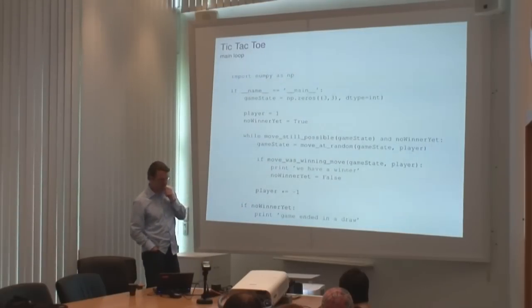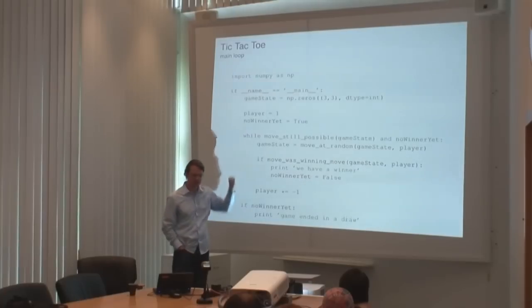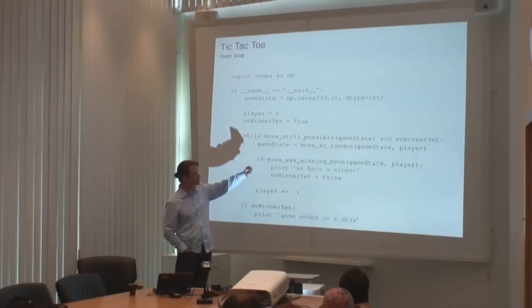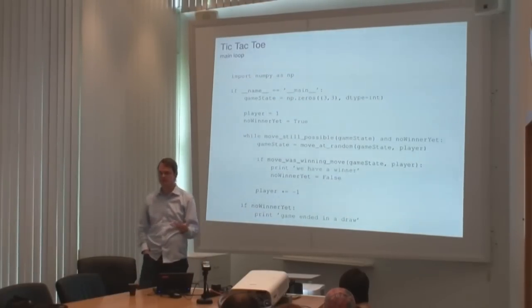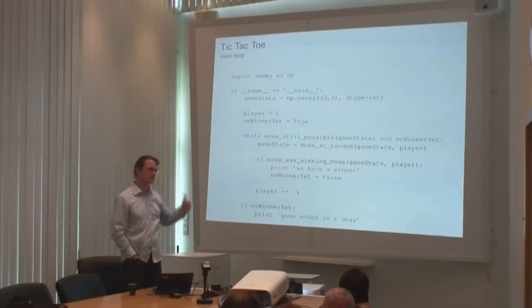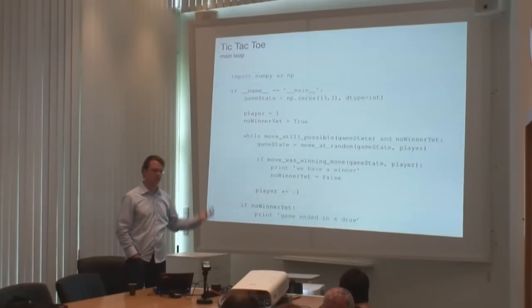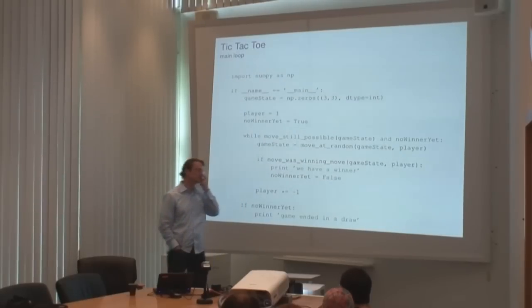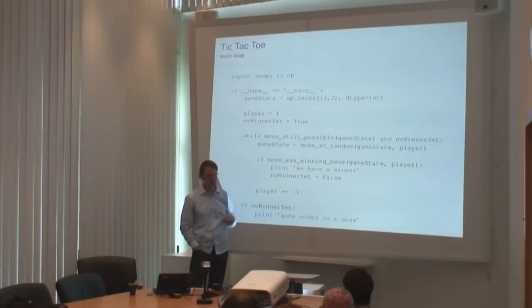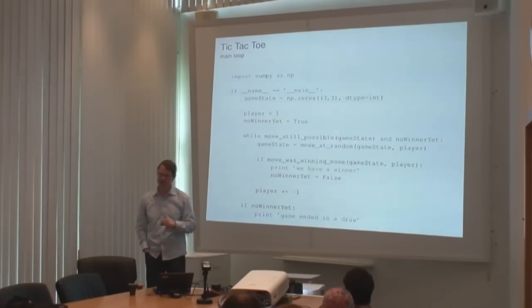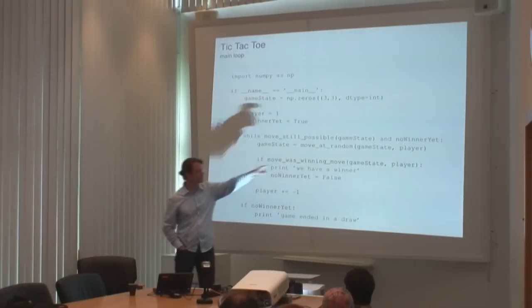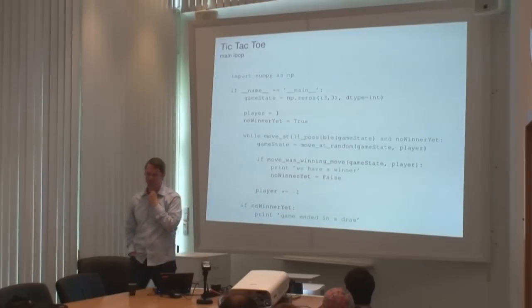And the first thing that happens here is that the current player, which at this point in time is still player one, will move at random. Right? That will create a new game state, and we will then have to check if the resulting game state is a terminal state. That is, it could be a state in which one of the two players has won the game. If that is the case, we can indicate it, print out that we have a winner, and have to set that variable no winner yet to false, which will, of course, cause the next iteration of this while loop not to happen, because this second condition is no longer fulfilled.